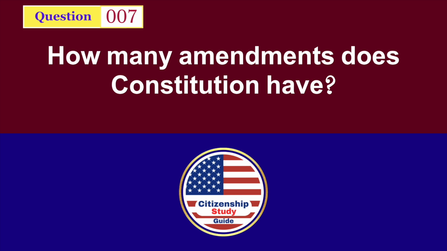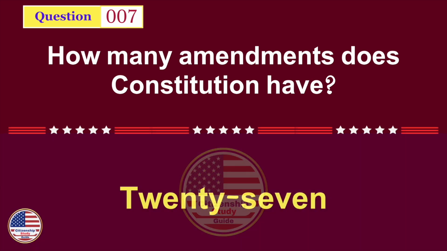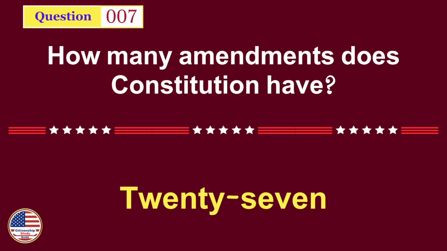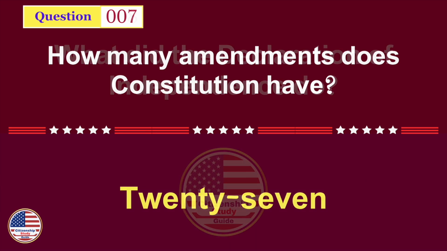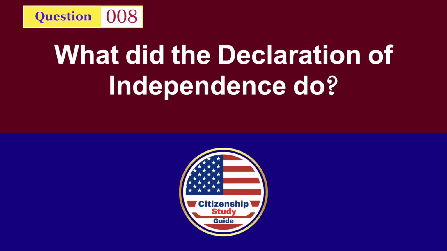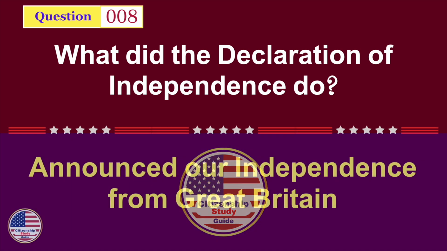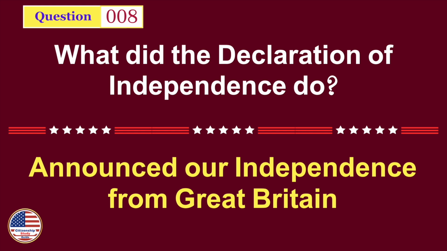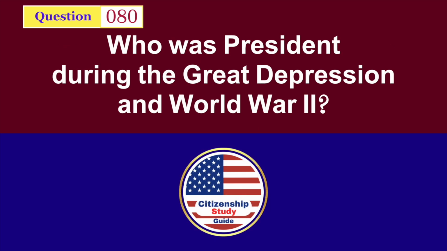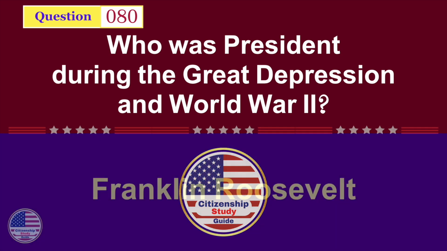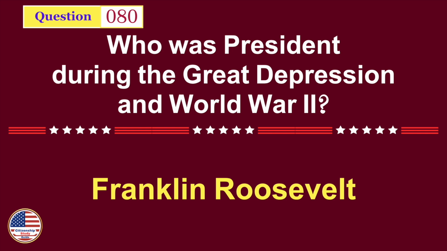How many amendments does the Constitution have? 27. What did the Declaration of Independence do? Announced our independence from Great Britain. Who was president during the Great Depression and World War II? Franklin Roosevelt.